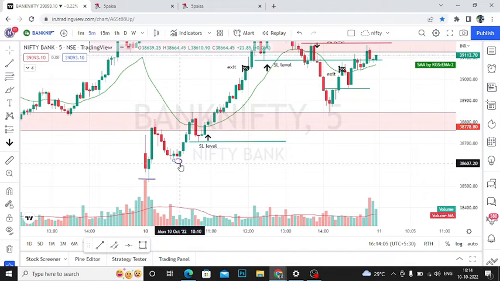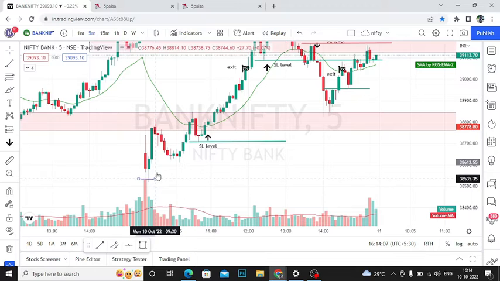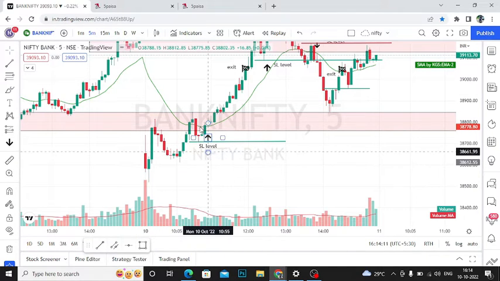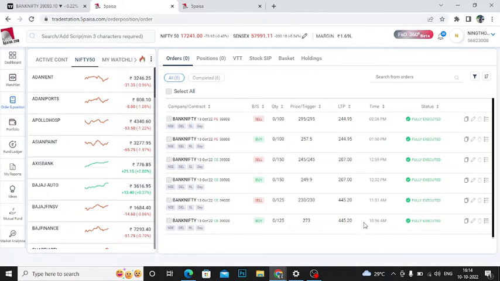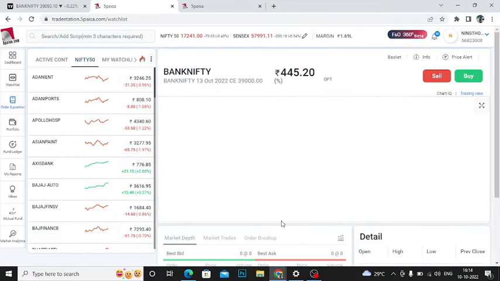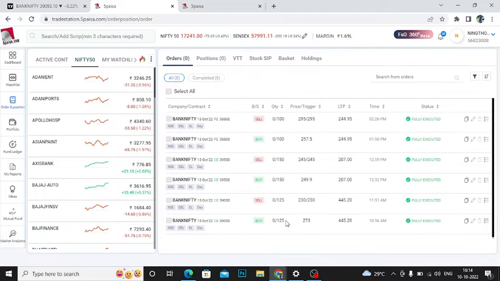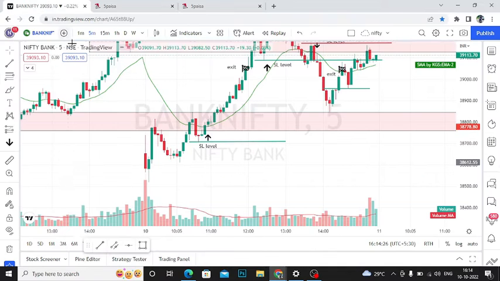So my first trade opportunity was taken at around 10:55 am. At 10:56 am I bought the 39,000 call option, 125 quantity. I kept my stop loss below this swing low, and then I entered my long position in this candle.